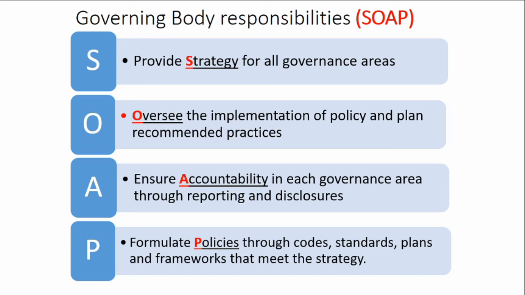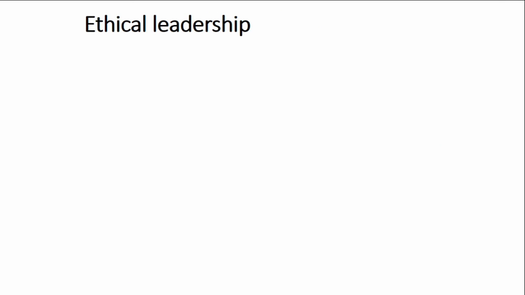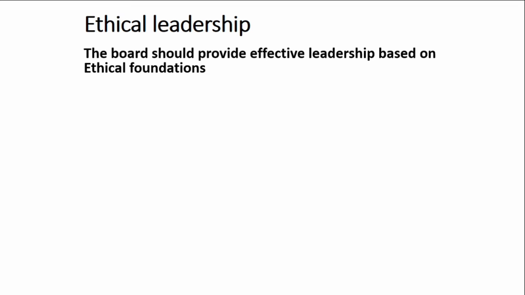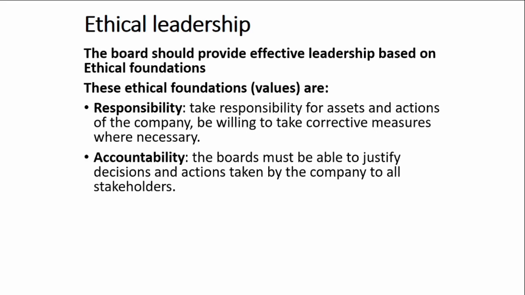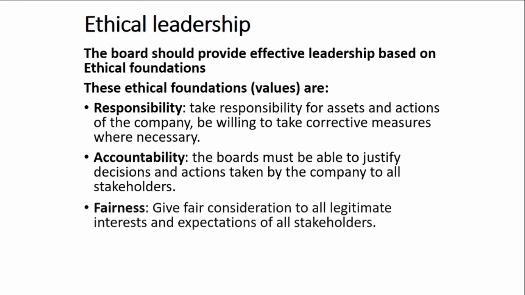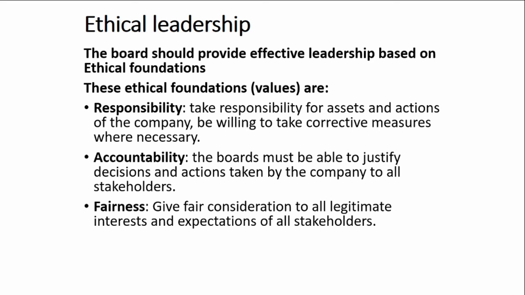Let's look at the characteristics of good governance. Firstly, ethical leadership. Ethical leadership is the foundation of good governance. There are 4 values that we must take into account when considering ethical leadership. The first is responsibility. Entities must take responsibility for their assets as well as their actions. And if need be, they may need to correct their actions. Accountability. Entities must be accountable to all their stakeholders, not just their shareholders. Entities and boards need to act fairly towards all stakeholders, ensuring that no one stakeholder is overlooked in the interest of another.